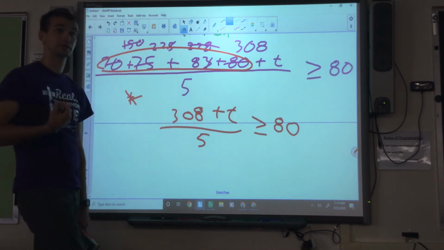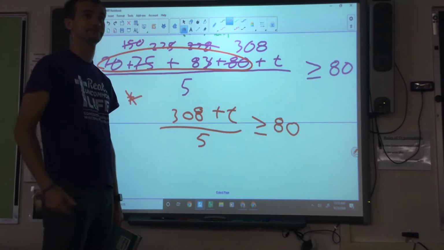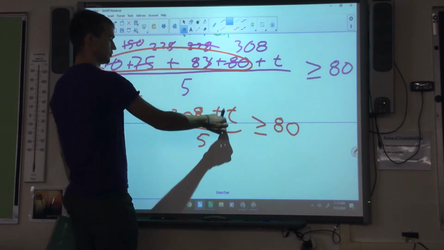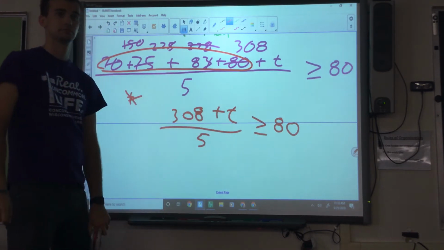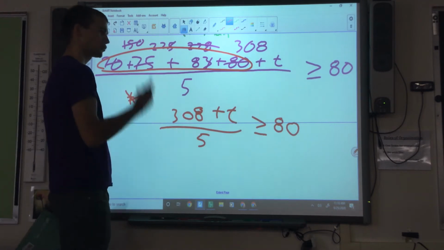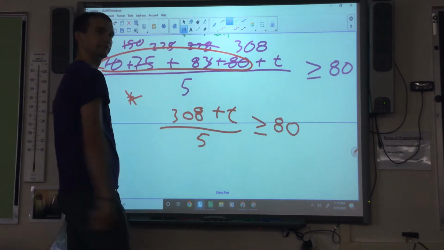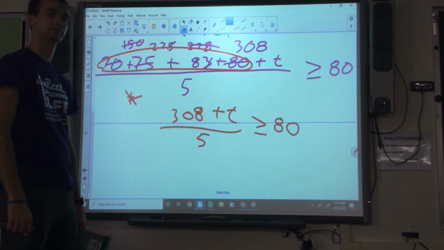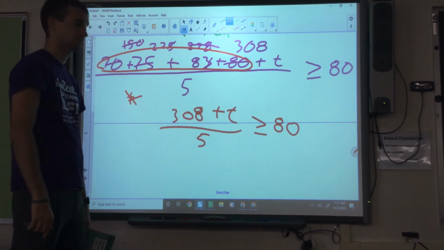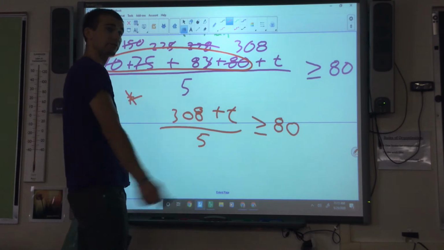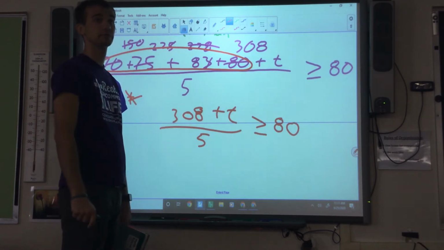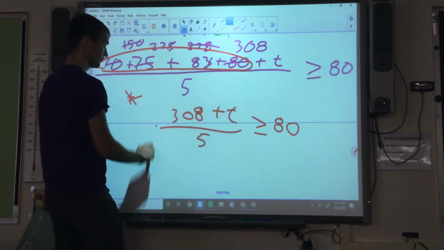What's the last thing being done to T? Being added? Nope, adding is the first thing you're doing to T. You're doing T plus 308. There are only two things being done on this side. The first thing you're doing is adding 308, and then you are dividing by 5. So since dividing by 5 is the last thing you do, the first thing you need to do is multiply by 5.